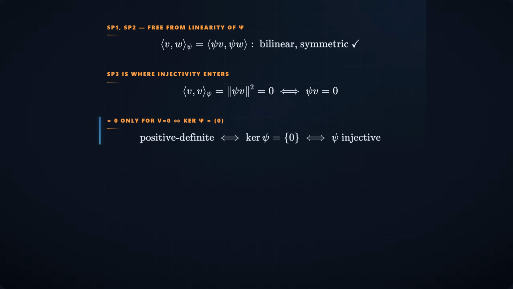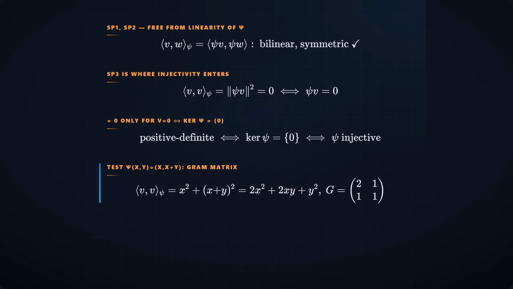So the form is positive definite, 0 only for v equal to 0, precisely when the only vector psi sends to 0 is 0 itself. That is exactly the statement that psi is injective. Injective, and it's a scalar product. Non-injective, and some non-zero vector has 0 length, breaking the axiom.